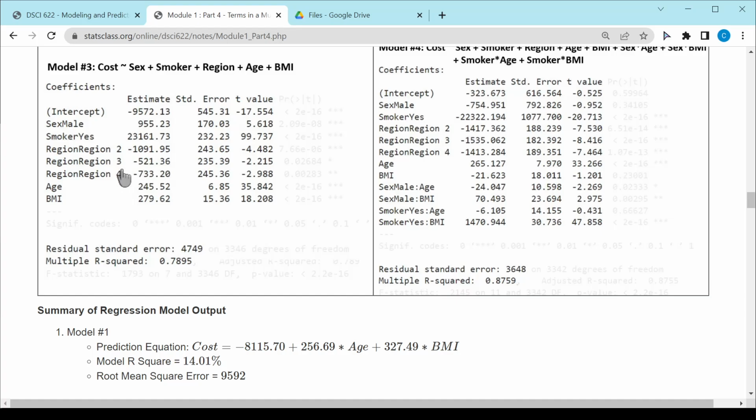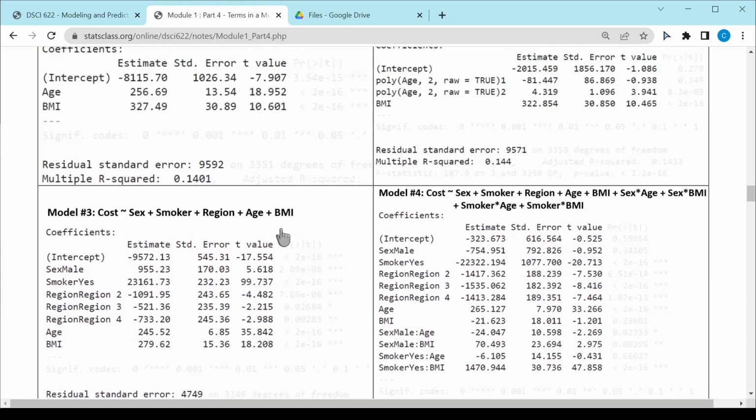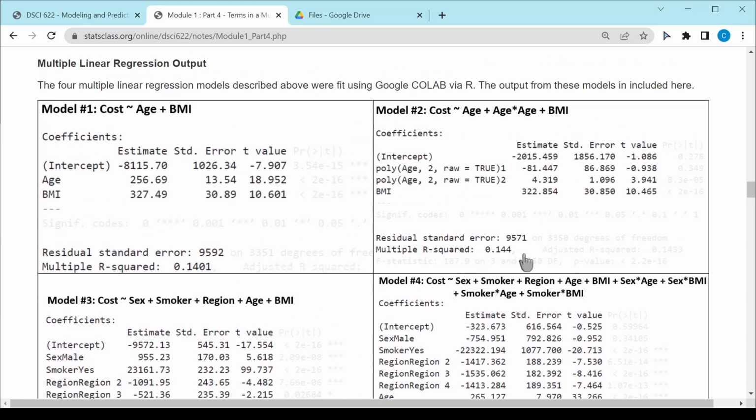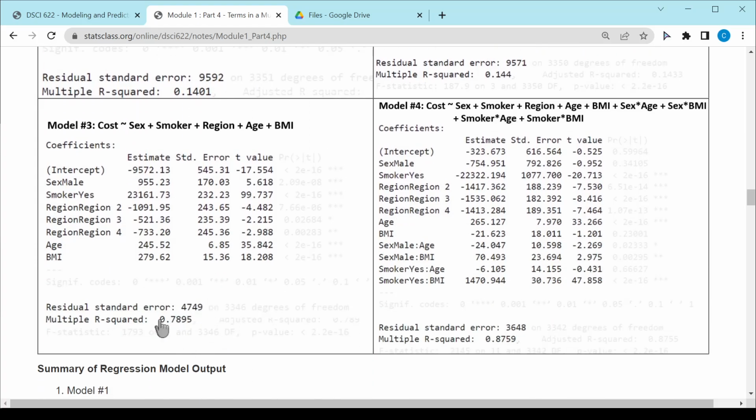That number or amount that I'm going to subtract is going to be different across the different regions. So if I was making a prediction using region 4 for a person that lived in region 4, I would want to subtract 733 here. One thing that I noticed with the inclusion of these categorical predictors is my R-squared went way up. I was at about 14% before, and now it jumps up to 79% here. So these other predictor variables are very important in understanding what's going on with cost, which makes sense, smoking especially.